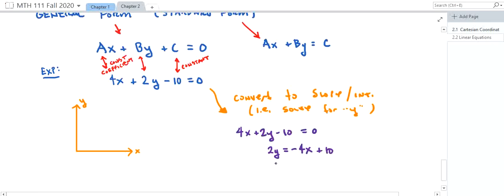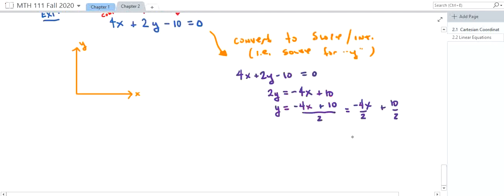And then I've got to divide both sides by 2, so I'm left with y over here. So y is minus 4x plus 10, this whole side divided by 2. So I can split this up into minus 4x over 2 plus 10 over 2. So minus 4 over 2 is minus 2x, and 10 over 2 is 5.